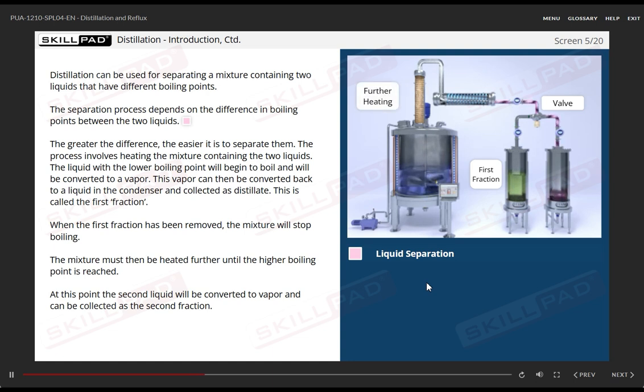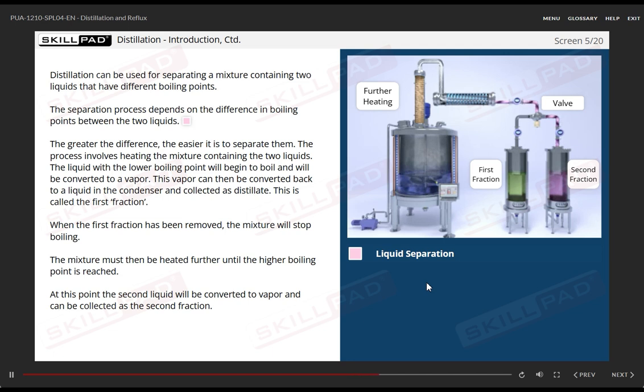The process involves heating the mixture containing the two liquids. The liquid with the lower boiling point will begin to boil and will be converted to a vapor. This vapor can then be converted back to a liquid in the condenser and collected as distillate. This is called the first fraction.